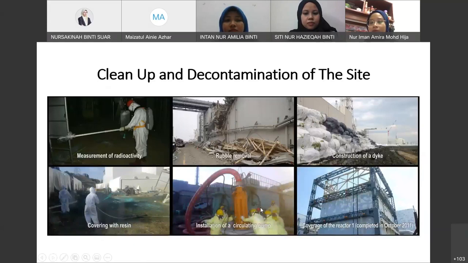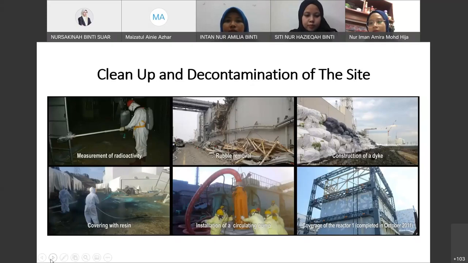These are the processes that were done to clean up and decontaminate the site. It includes the covering with resin and also the installation of a circulating pump. Covering the floor with resin was done to make sure that the dust and small particles of radioactive material are immobilized. While the circulating pump was installed to pump out the flood water, which was already contaminated with radioactive material, and store it in temporary tanks.